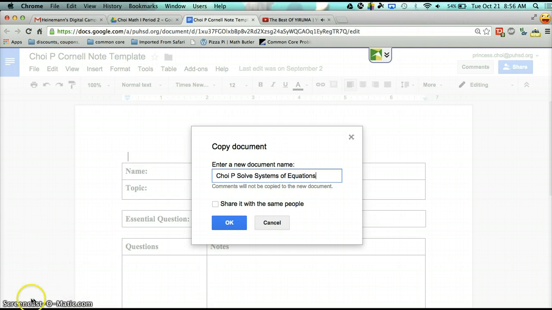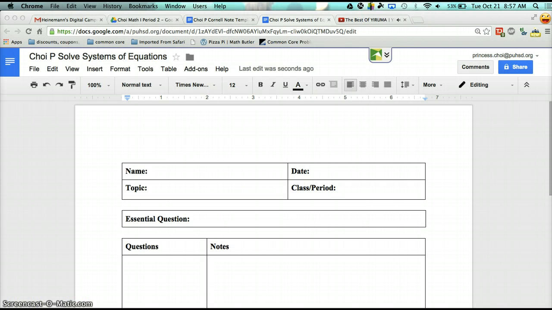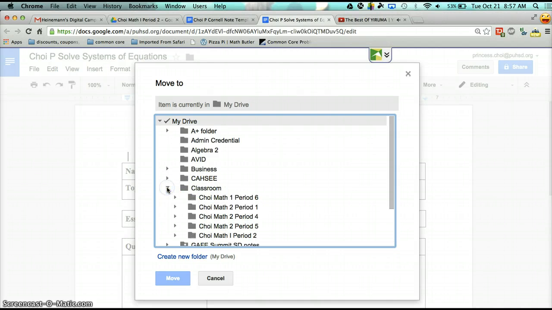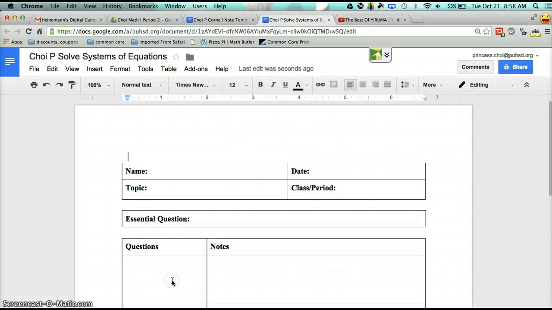Let me pause for a little bit so you can see. Okay, so whenever we create a new document, you have to click on this folder next to the title. And then you have to put it in the correct folder, because a lot of you did the work but couldn't find it. So make sure you find Classroom and click on the triangle next to the word Classroom. Then you have to find the correct class, whether it's period 2 or whatever, right? So click on that, so that now your document will go in there. Click on Move. Okay, and so now you are in there.